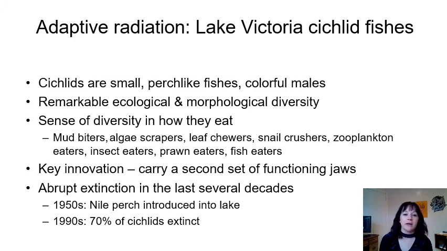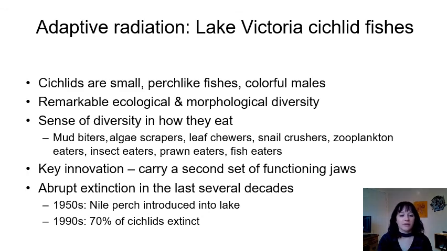So what are some examples of the different traits that they acquired? How they found their food. So I love this. They have mud biters and algae scrapers and leaf chewers and snail crushers, right? So depending on what was available in their little lake, they adapted to be able to get the most resources. An example of a key innovation here was a second set of jaws that function. So some of these subpopulations acquired a key innovation that allowed them to get better access to food by having this second set of functioning jaws.